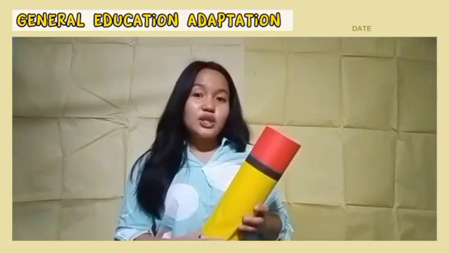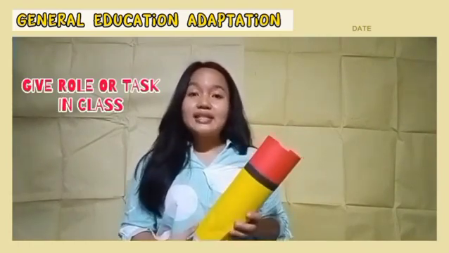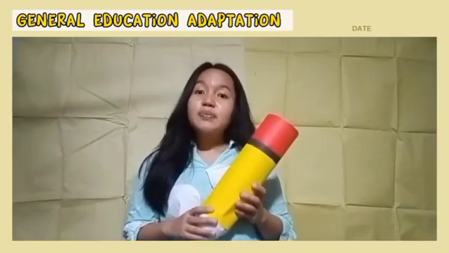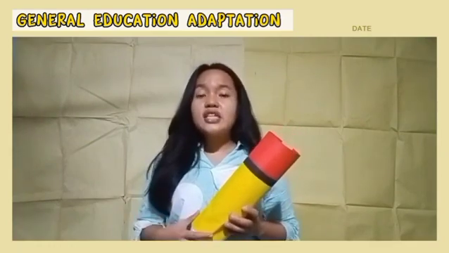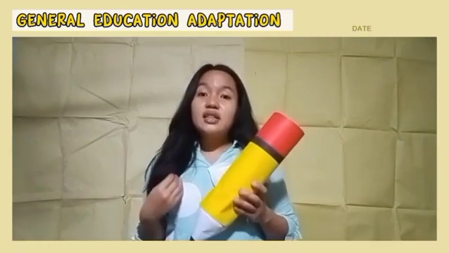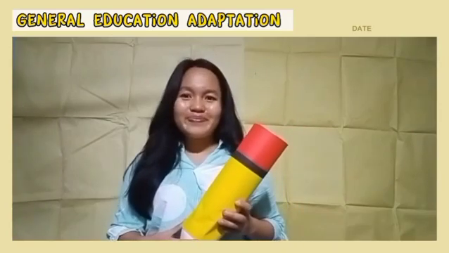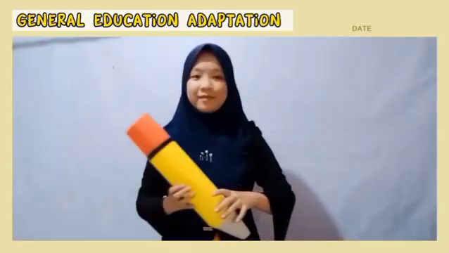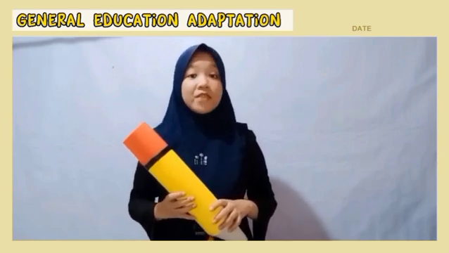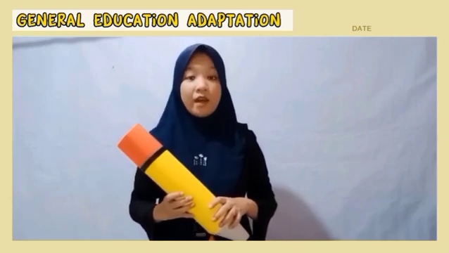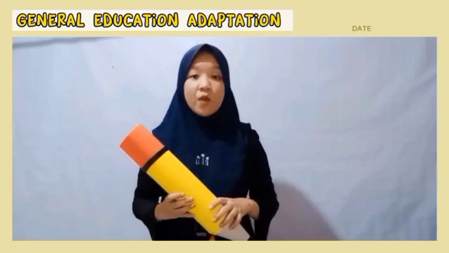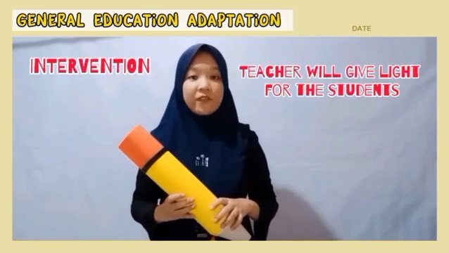Gifted and talented learners should be given a role or task in class to help them feel challenged, because they might not feel challenged by the ordinary tasks that are appropriate for their age. They also need interaction with intellectual mates. These students often struggle to relate to children of their same age. Some may downplay their giftedness or try harder to fit in. This is where the intervention of the teacher will give light to the students.